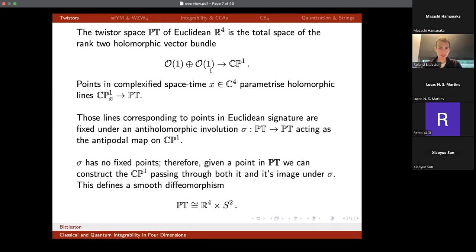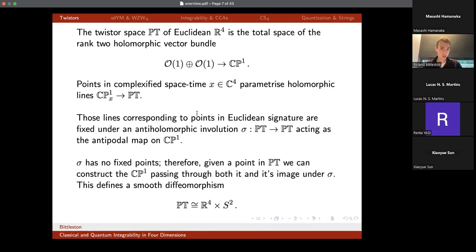So the twistor space of R4 is a rank 2 holomorphic vector bundle over the Riemann sphere, O(1) plus O(1). And you can recover flat space from this twistor space as the set of holomorphic lines in twistor space, rational curves. So holomorphic maps CP1 to PT. There'll be a four complex parameter family of these things, and those parameters you identify with the space-time coordinates.